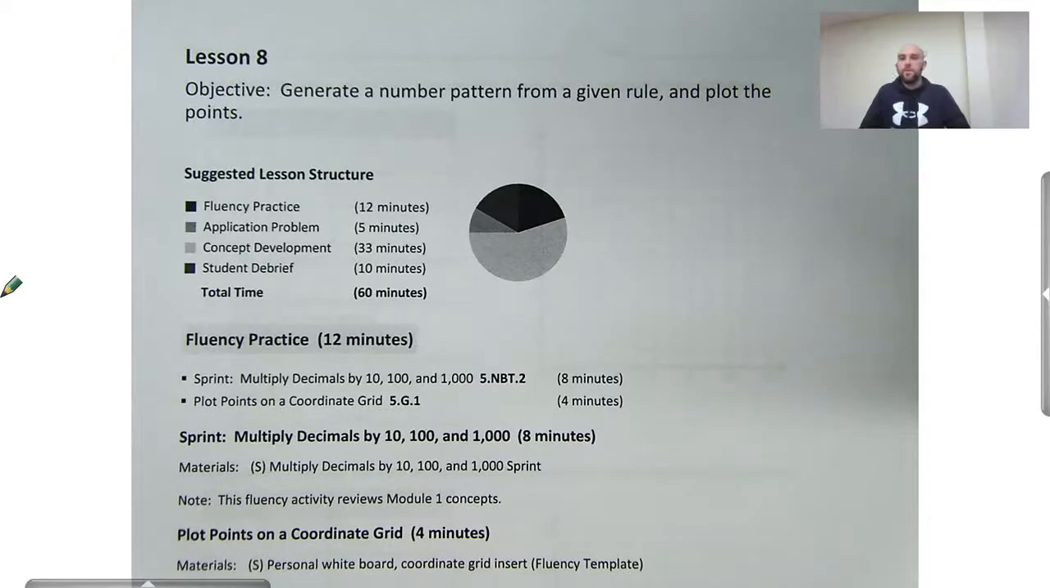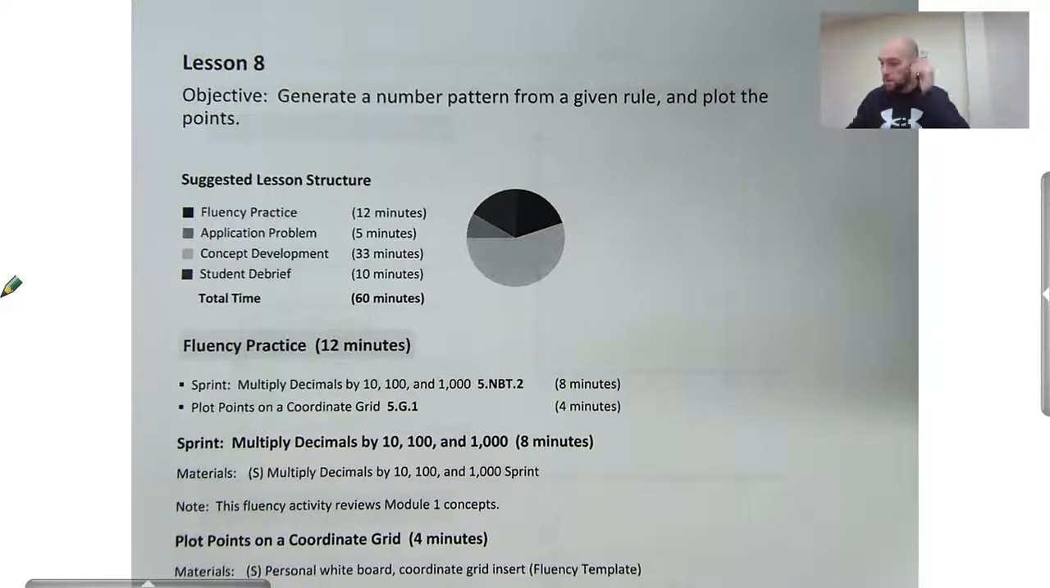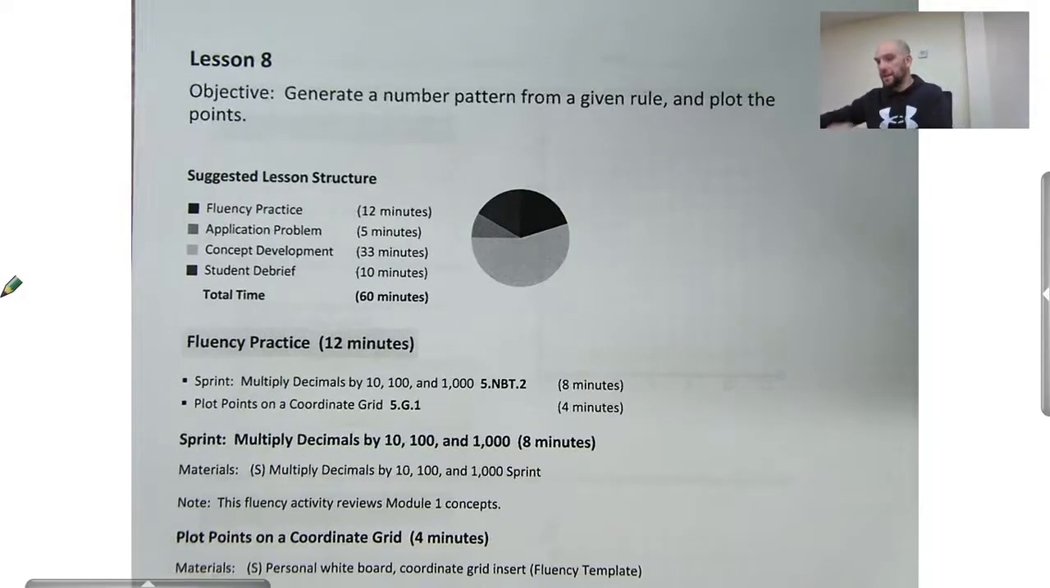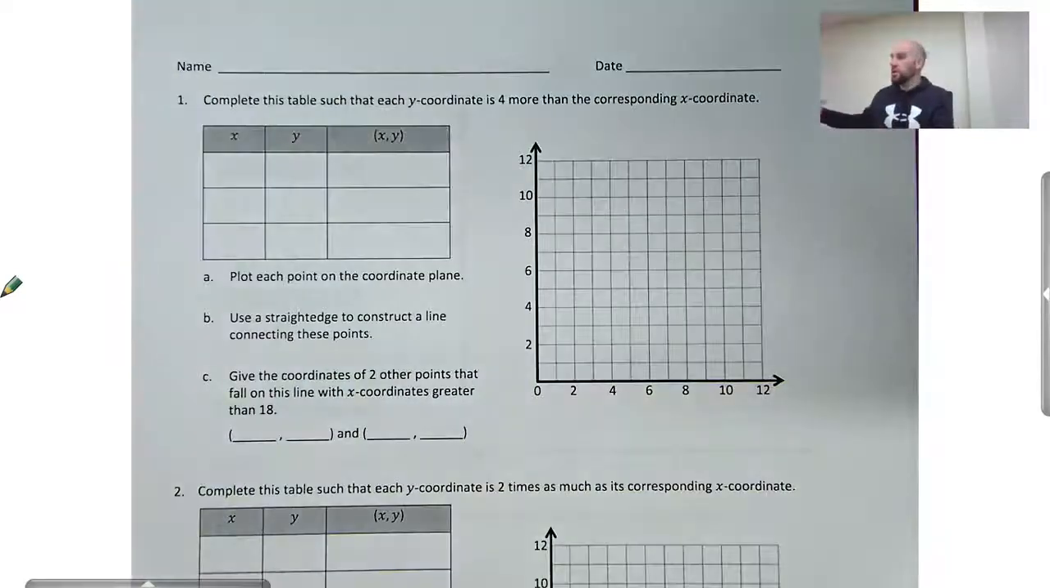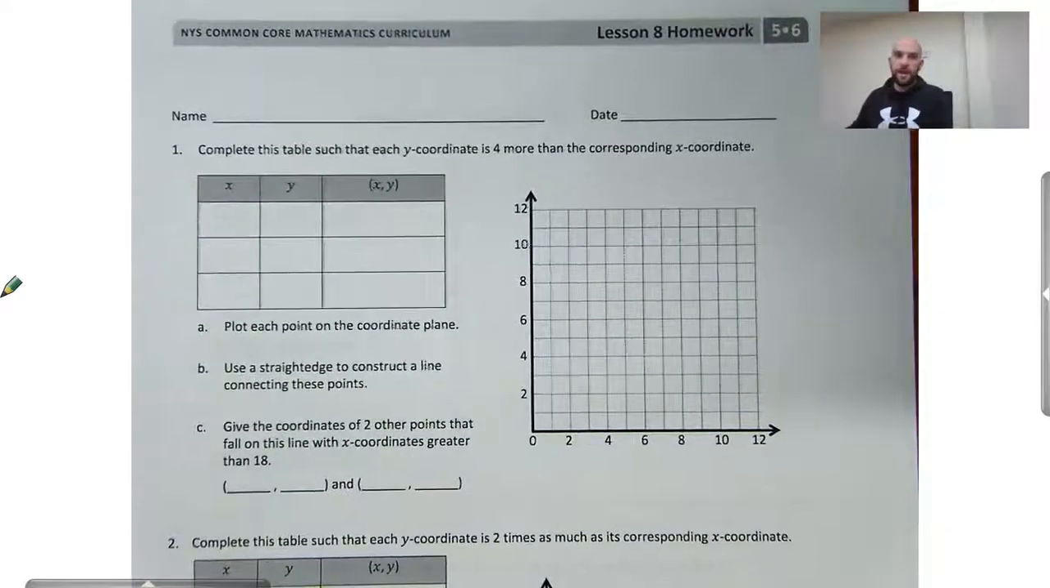We're going to generate a number pattern from a given rule and plot the points. So we're going to put everything together here that we've been doing the last couple of lessons, and we're going to be making lines based on rules. So let's look at number 1.